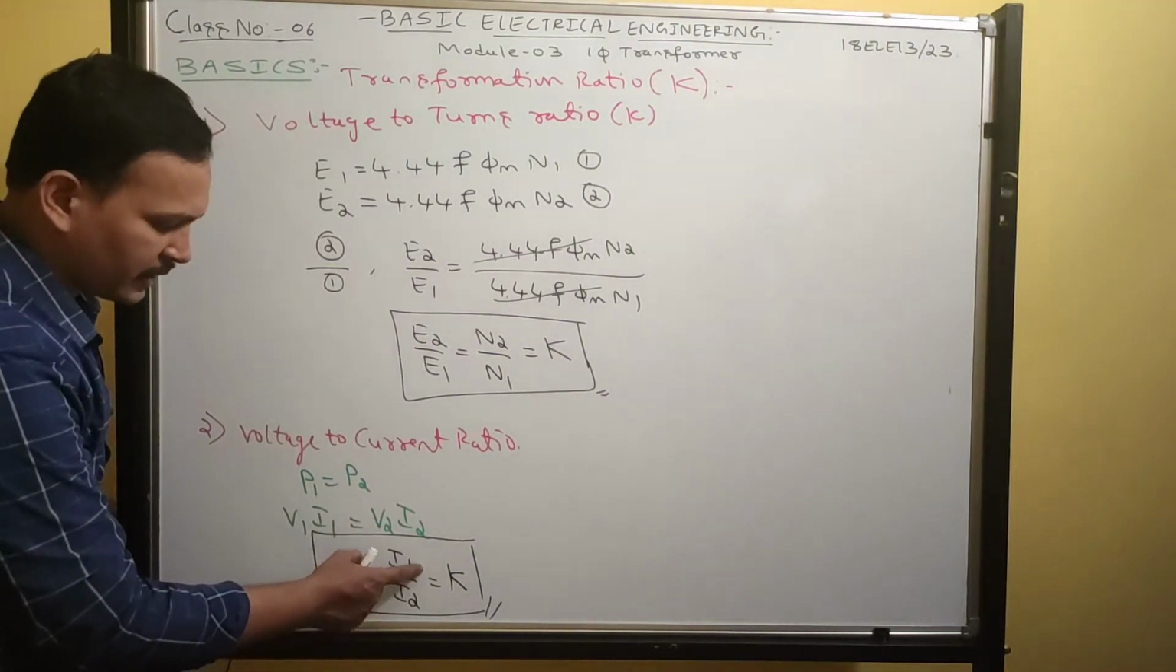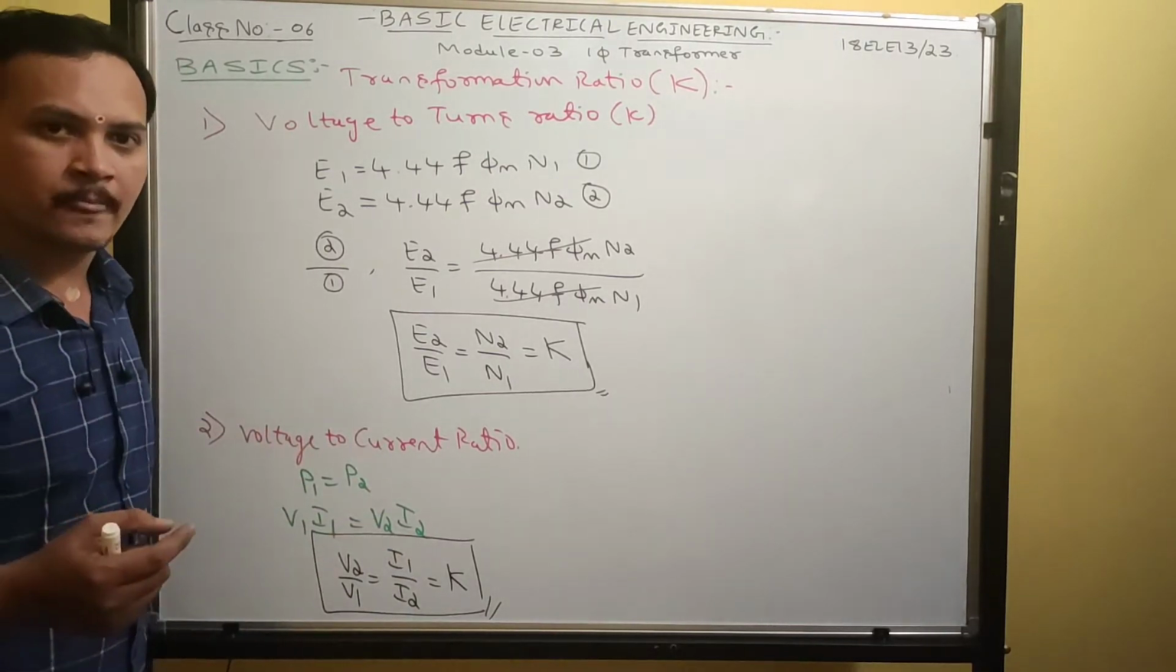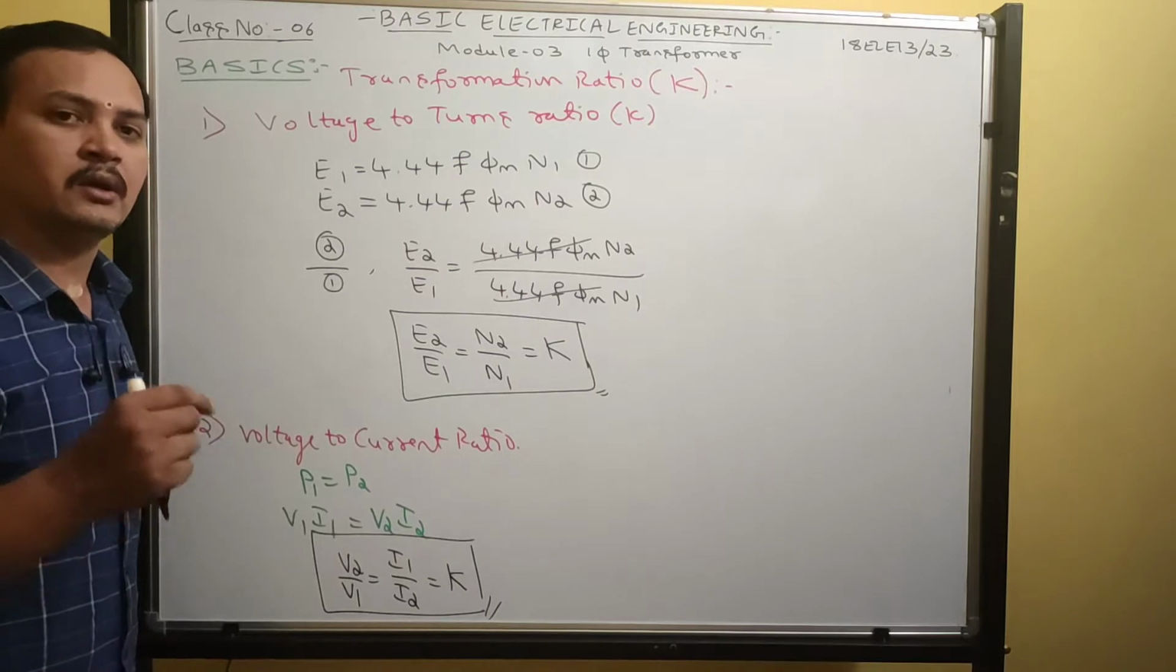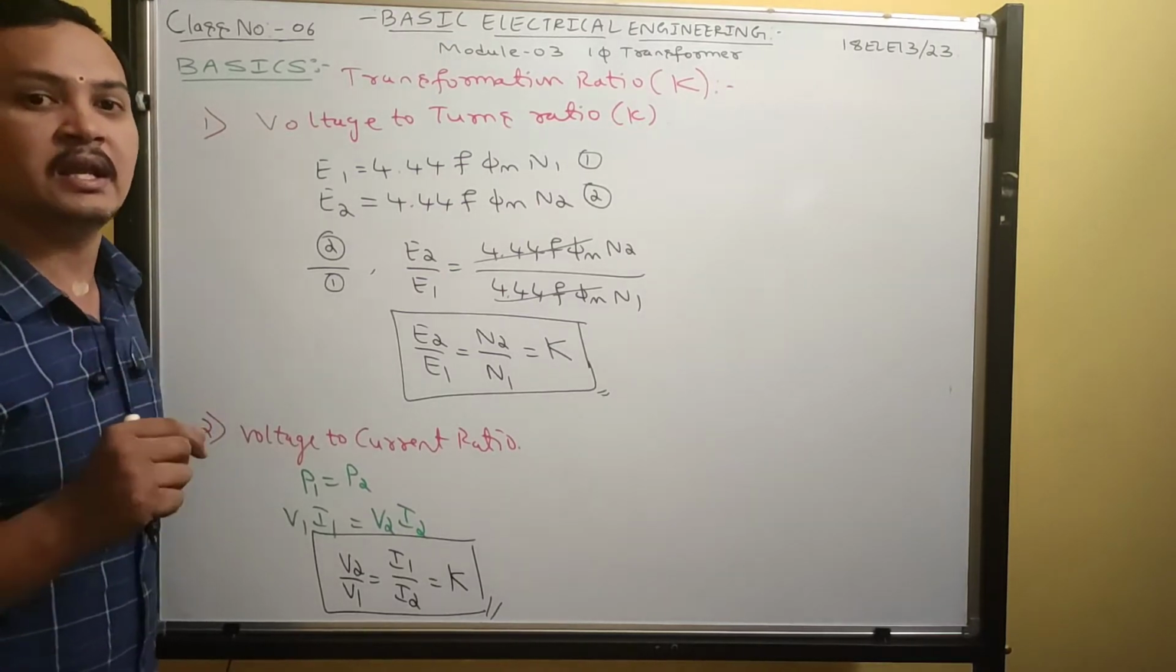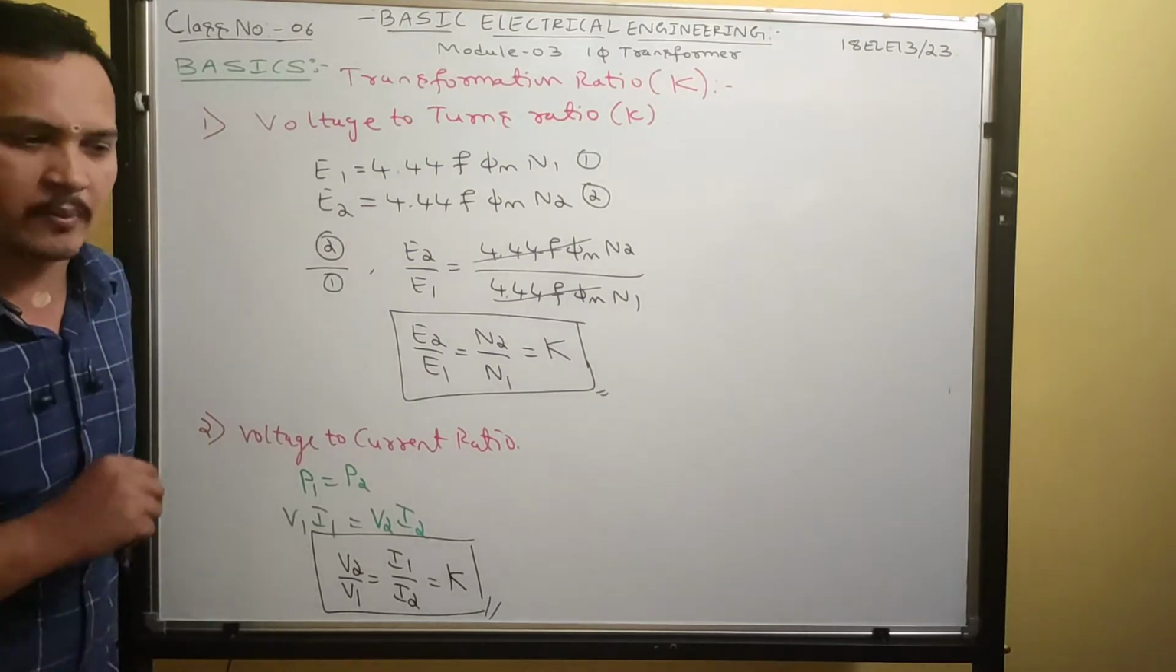See, in a transformer, the voltage and current ratios are always inversely proportional. If the primary current is very high, then the primary voltage will be very less. Current and voltage are inversely proportional in a transformer.